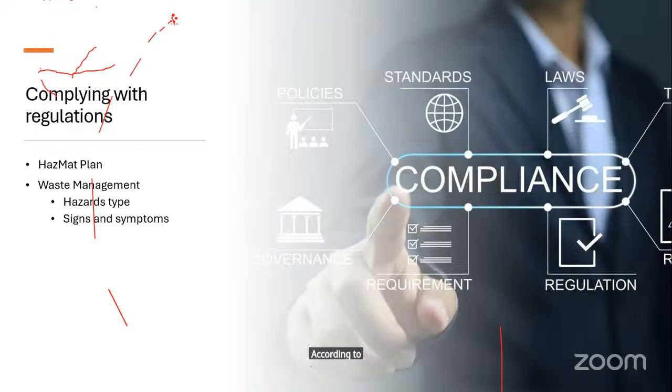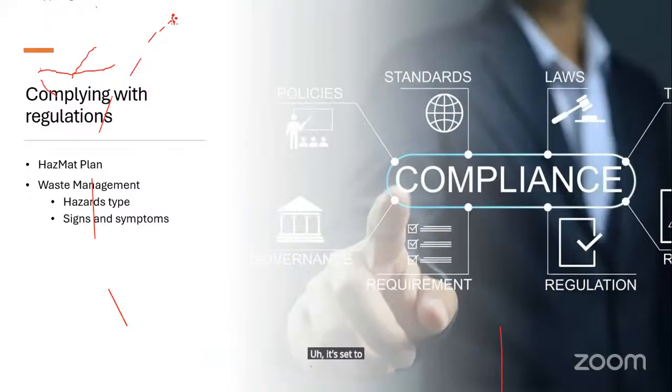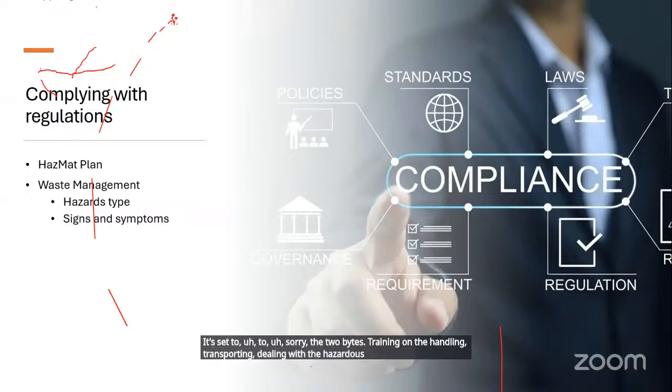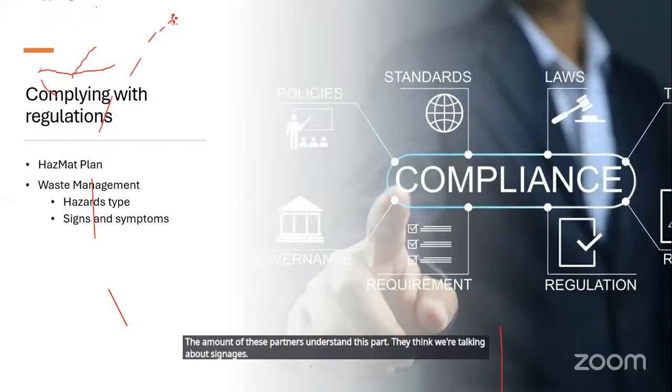According to the Joint Commission and SIBAHI, we have two types. So in your plan, you need to have two parts: training on handling, transporting, and dealing with the hazardous material, and signs and symptoms. You have to train the staff on signs and symptoms. This is the most common finding. Almost 80% of the hospitals that we visit lack this part. They misunderstand this part. They think we're talking about signages. Well, it's talking about signs and symptoms.